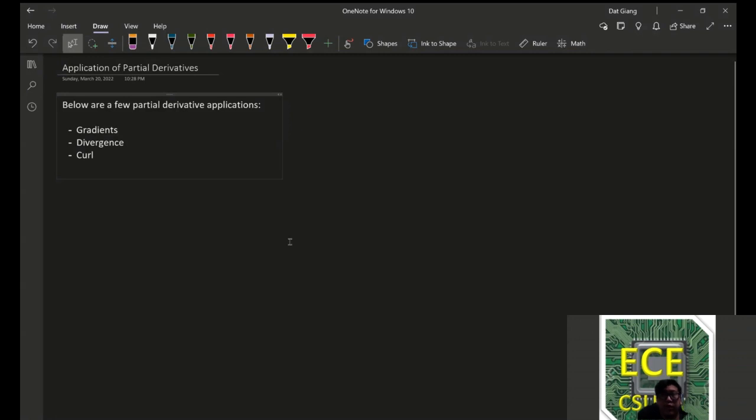If we talk about gradients, we can talk about the relationship between the electrostatic field and its potential, the electric potential. Or in general, if we're talking about more mechanical systems like fluid dynamics, it all follows these three important applications, and all of these rely on an understanding of partial derivatives.